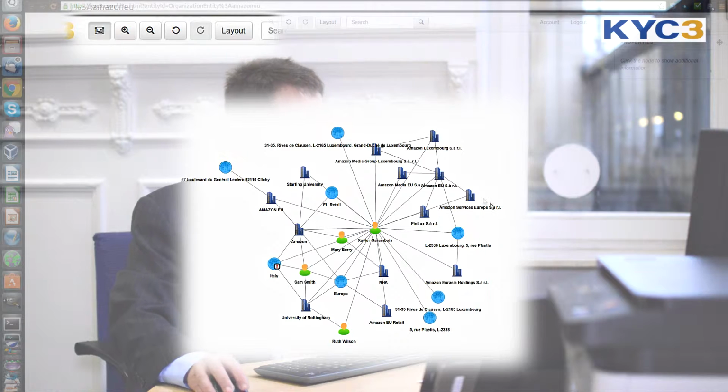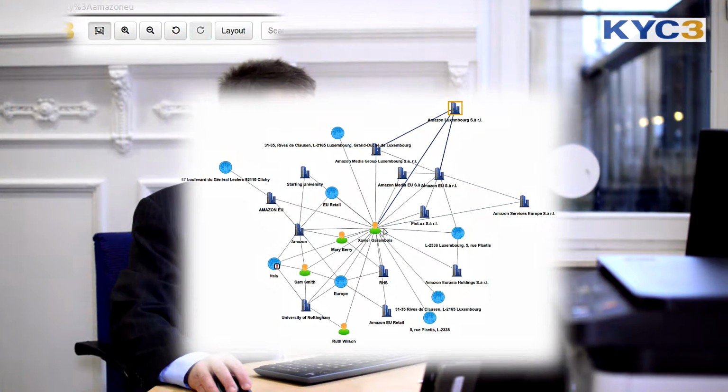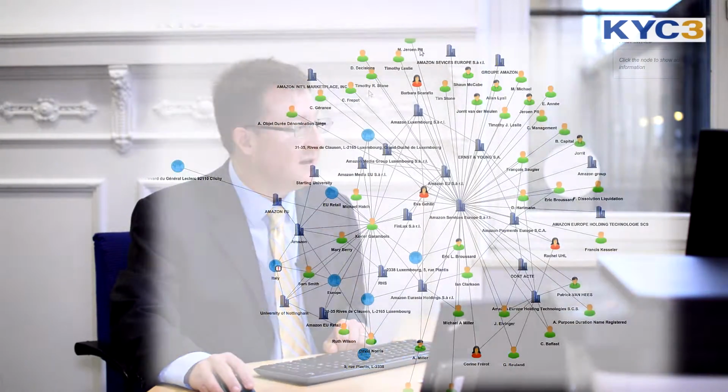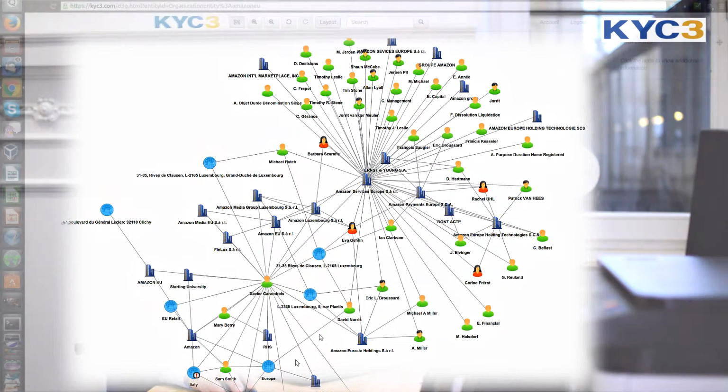You can save it as a PDF, but the most important thing to do with it is to explore with it. So once we've seen this, we can look at what's related to Amazon Services Europe and see which people and companies are related to that. There's some other stuff, and here you get a lot of people connected to it if we do the layout again. But there is an interesting thing here.